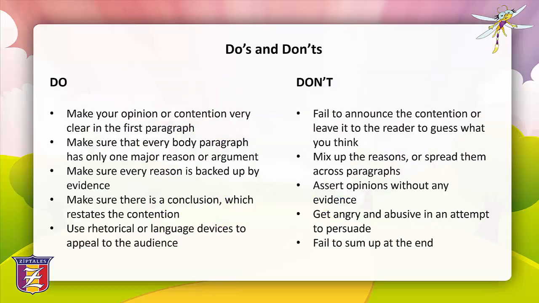Finally, some do's and don'ts. Like all types of writing, argument can be well done or badly done. Here are a few reminders of tricks and pitfalls. Do make your opinion or contention very clear in the first paragraph. Make sure that every body paragraph has only one major reason or argument. Make sure every reason is backed up by evidence of some kind. Make sure there's a conclusion which restates the contention, and use rhetorical or language devices to appeal to the audience.